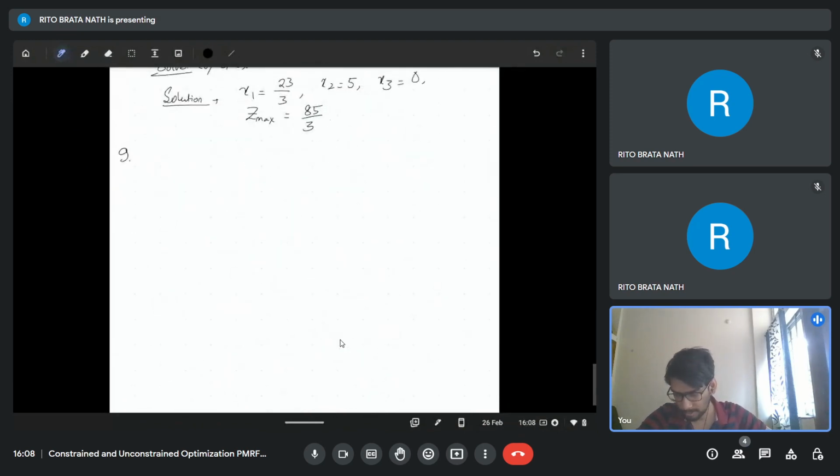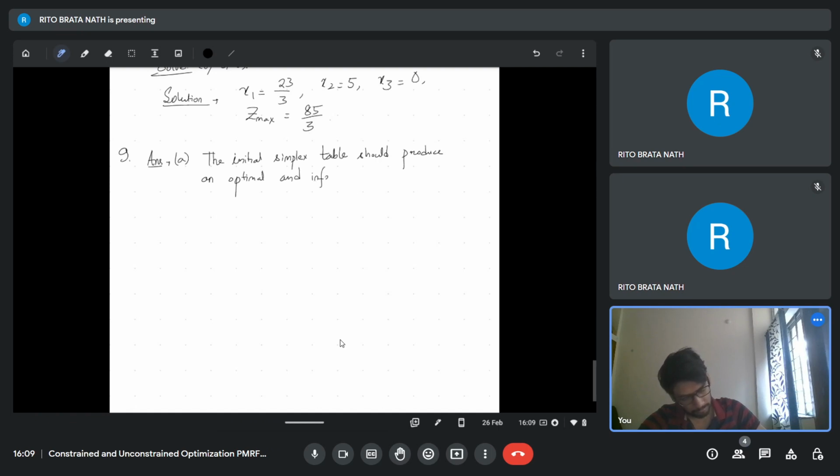Okay, so the ninth problem asks which of the following is true about the dual simplex method. So first one is the initial simplex table should produce an optimal and infeasible solution. So that's true. Initial simplex table should produce a feasible solution. That's not true. Initial simplex table should produce a non-optimal and infeasible solution. So that's not true. So the problem 9 is self-explanatory and it says that the initial simplex table should produce an optimal and infeasible solution.